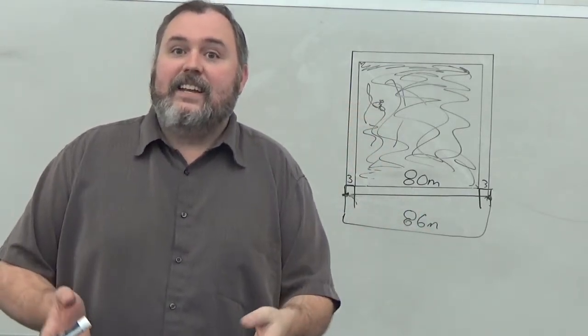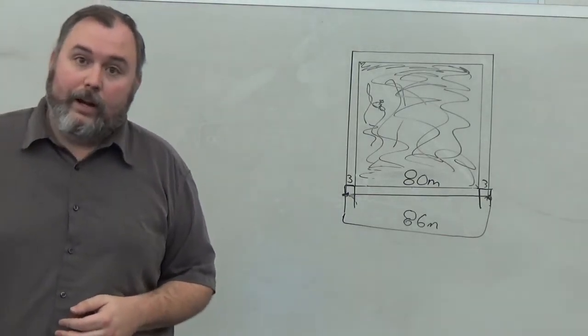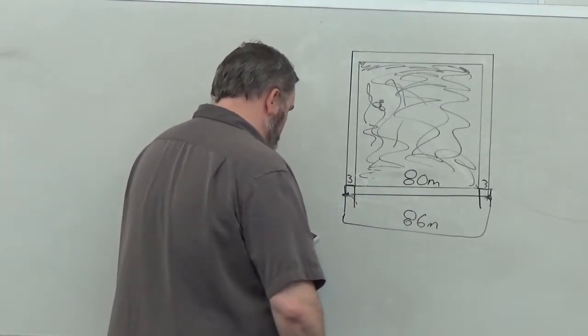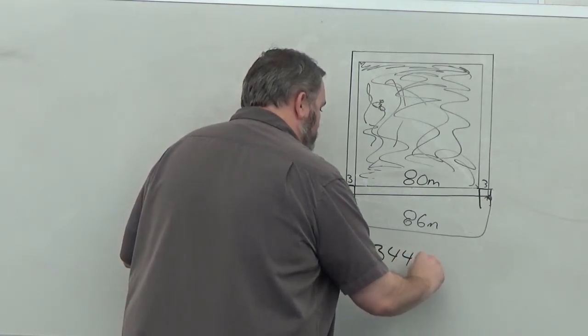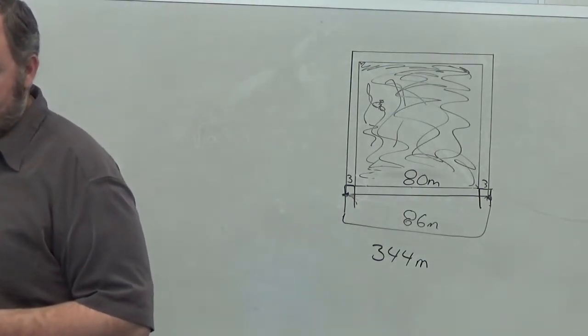Well, if it's 86 on all sides, and I am trying to find the perimeter, I'm simply going to say 86 times 4, and I get a new perimeter of 344 meters.